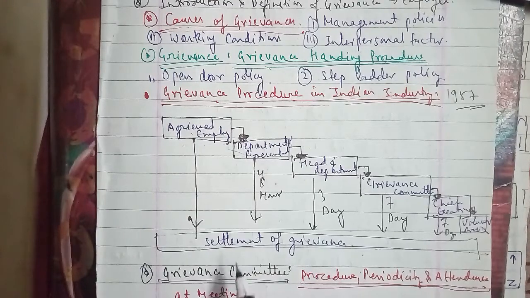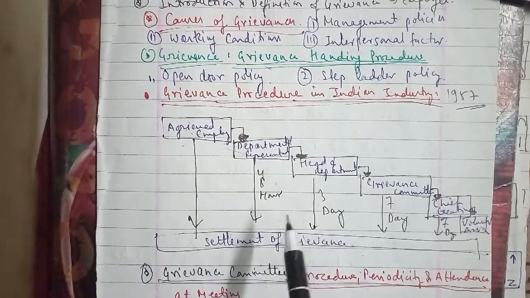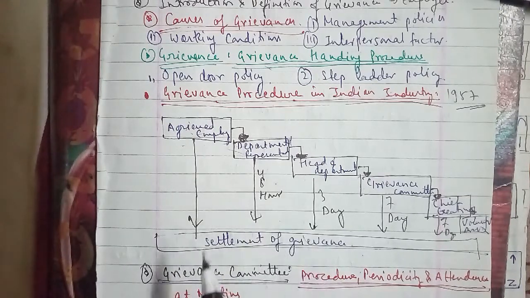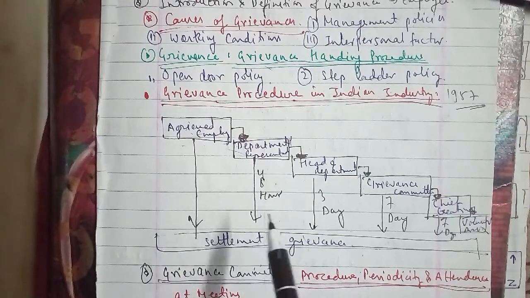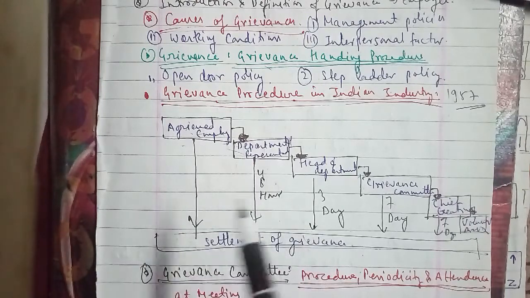with customer complaints. Now we'll talk about the procedures, periodicity, and attendance at a meeting as well. We'll talk about these one by one. The grievances committee will meet at least once a month, however, if necessary, it may meet more frequently at the instance of the convener or at the request of the other members to discuss the various issues received.